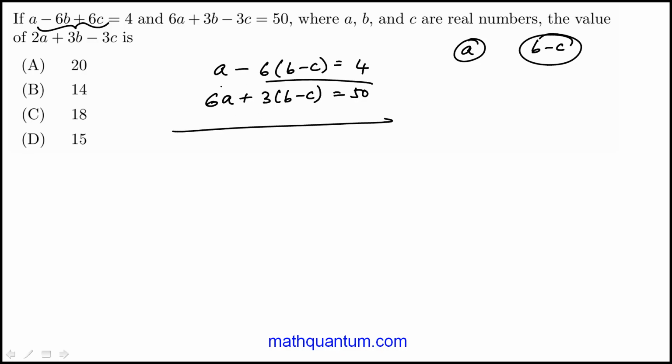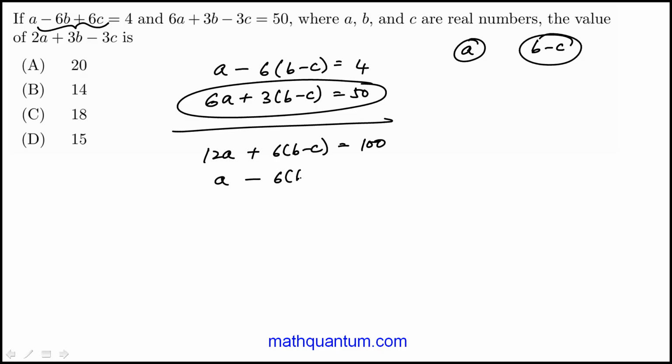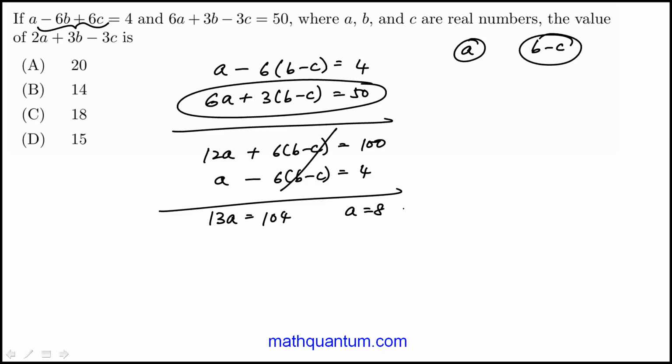I can double this. So that's 12A plus 6 times B minus C. So this is the easier approach. And I did not see that immediately in the exam. And so we get 13A. This drops out, 104. A is 8. And I can plug that back in here.